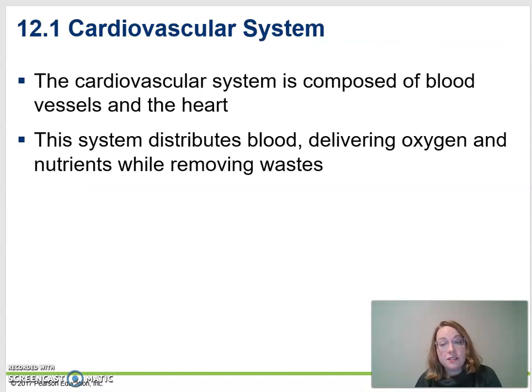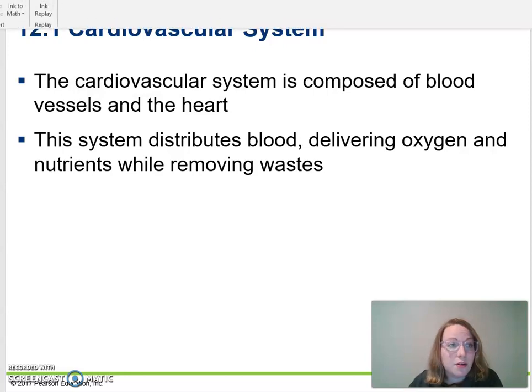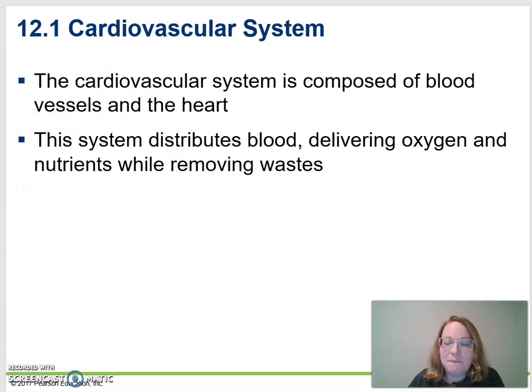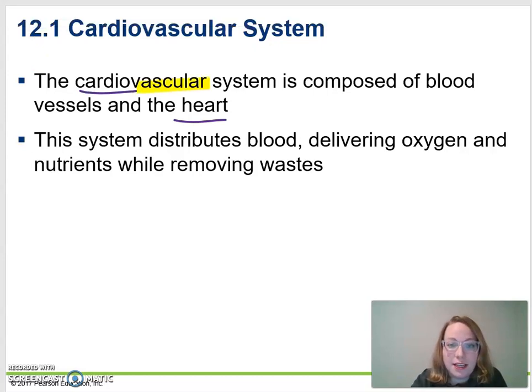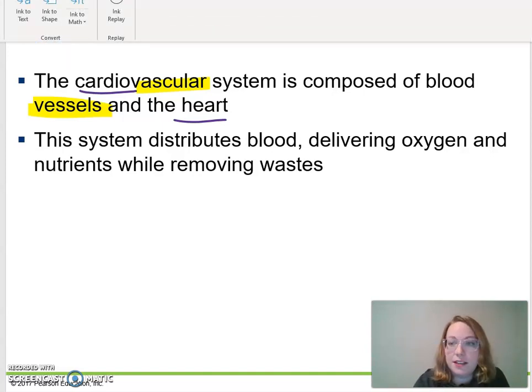So cardiovascular system components. Cardio, heart, right? And vascular is vessels, right? So our cardiovascular system is our heart, our vessels, and then the blood within.